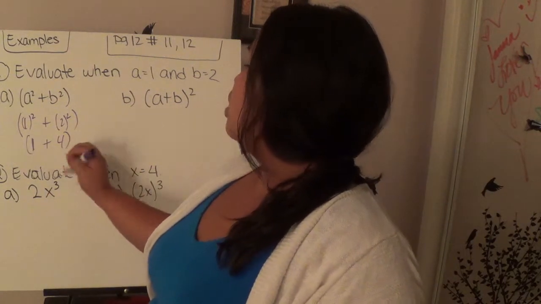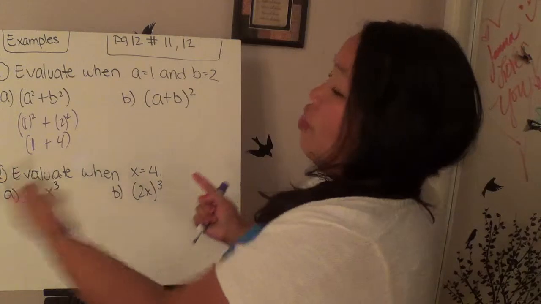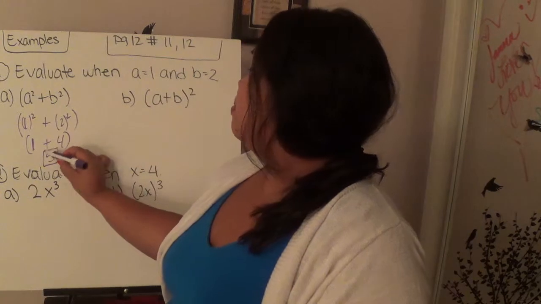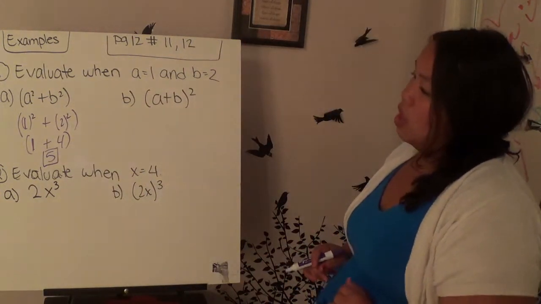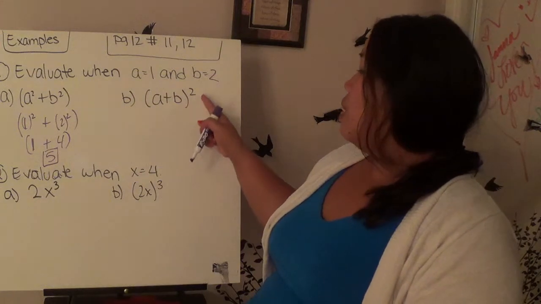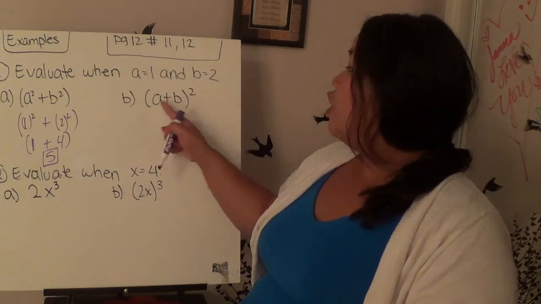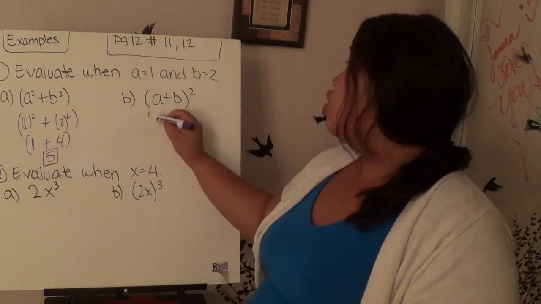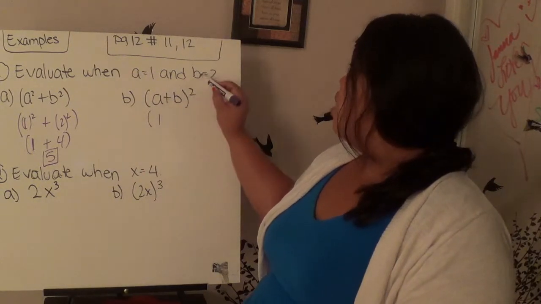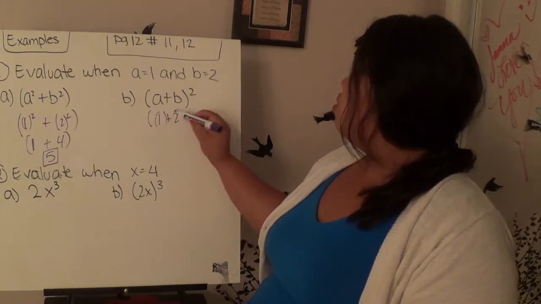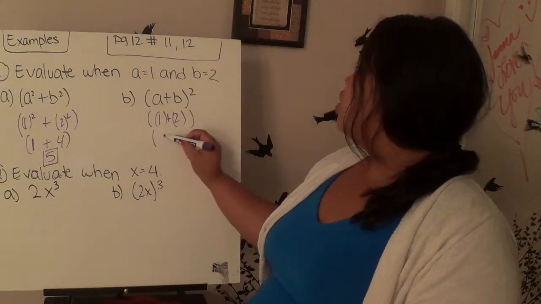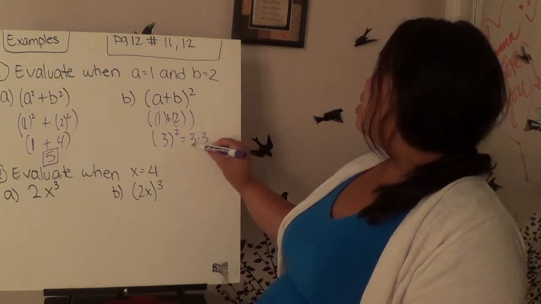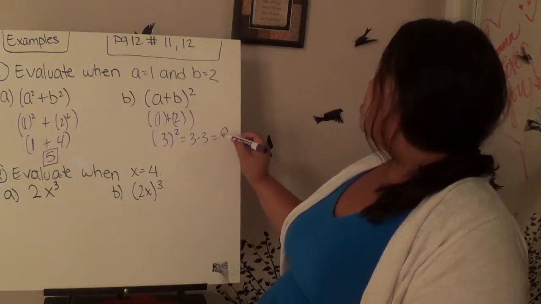These are in parentheses. Okay, so I start from the inside and move out if there's more than one group of parentheses. So 1 plus 4 is 5. Alright? Now this one is a little different because this squared right here means that first I'm going to do the inside and then I'm going to square it. So it kind of looks like we're doing the same thing, but we should be getting a different answer. So 1 and then B is 2. Okay? So 1 plus 2 is 3, and then that's when we square. So that means that I'm going to multiply 3 times itself twice, which gives me 9.